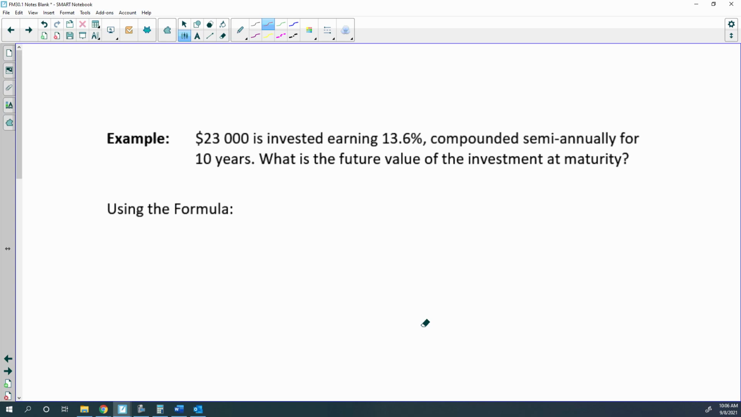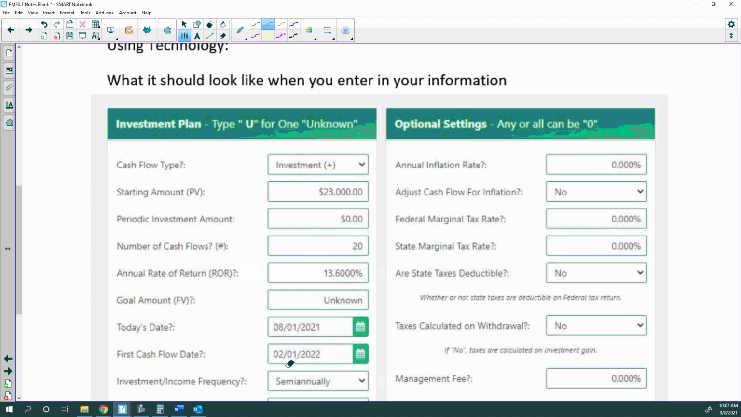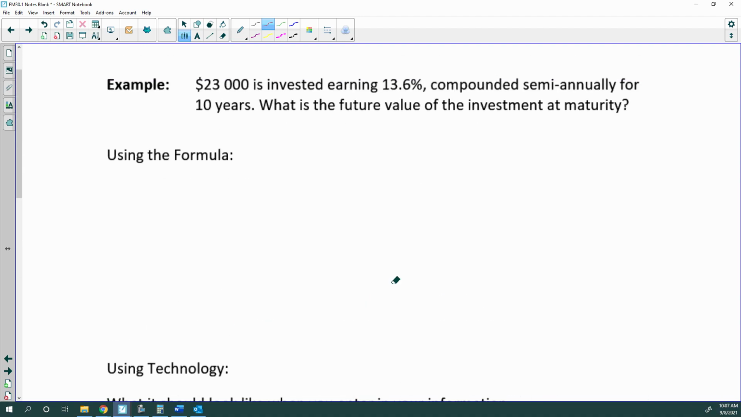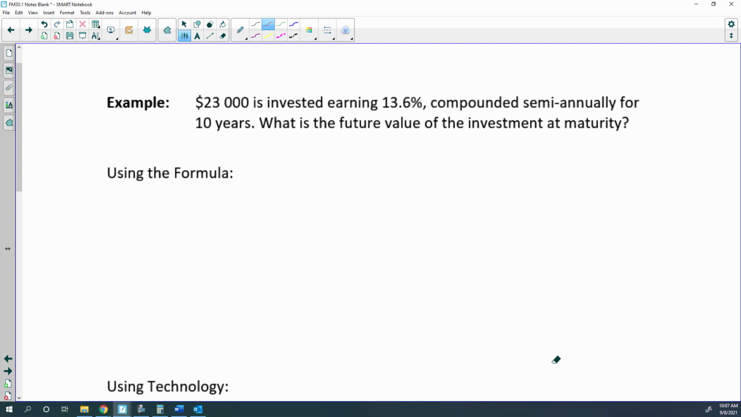Okay, so we're going to do this example, and we're going to use the formula for the first way. And then the second way, I'm going to show you how to use this investment calculator, and hopefully our answers match. So to use the formula, same way as we were doing the simple interest formula, you write down your lettering.